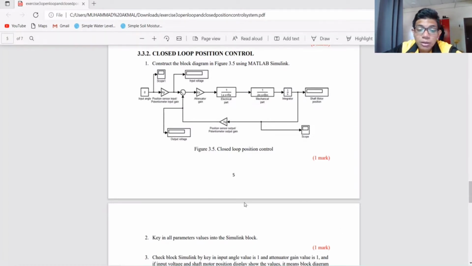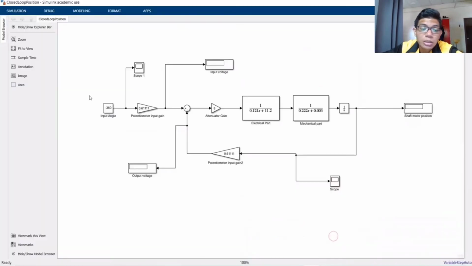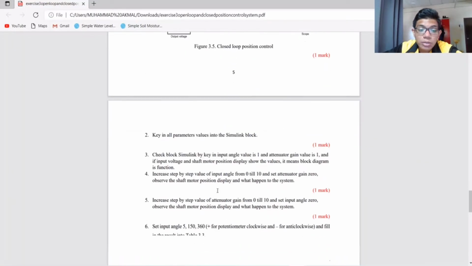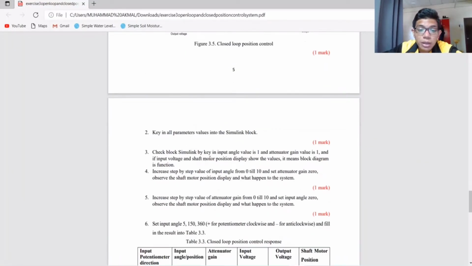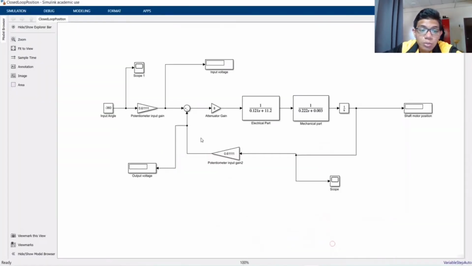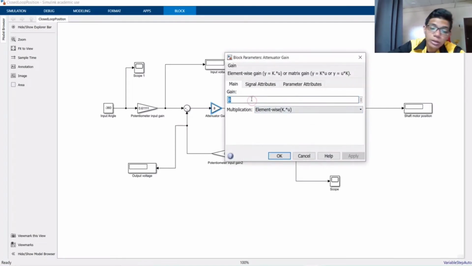I have prepared the block in the Simulink. Then we must check the Simulink block by putting the input angle value to 1 and the attenuator gain to 1. If the input voltage and shaft motor position display show a value, this means the block diagram functions. So we put the attenuator gain to 1.